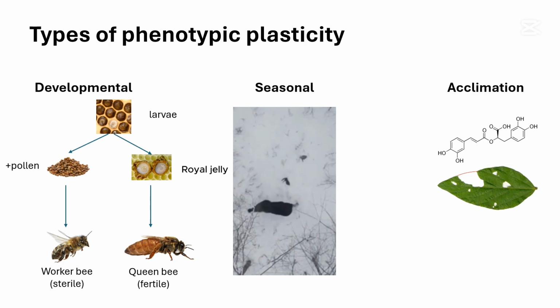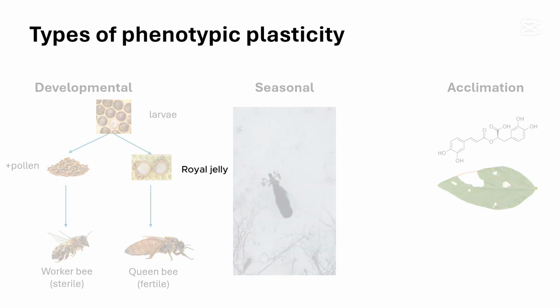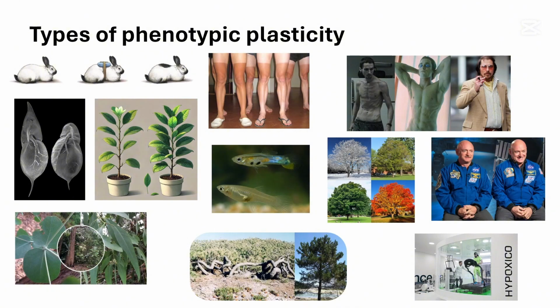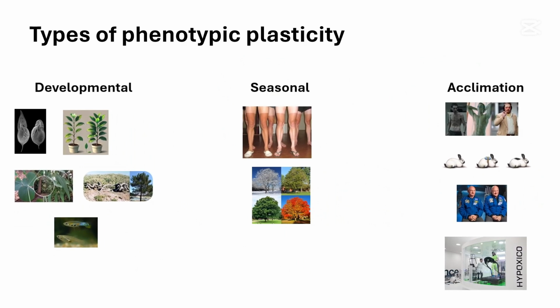With all this information in mind, could you try to classify the examples of phenotypic plasticity as developmental, seasonal plasticity, or acclimation? One possible classification could be like this.